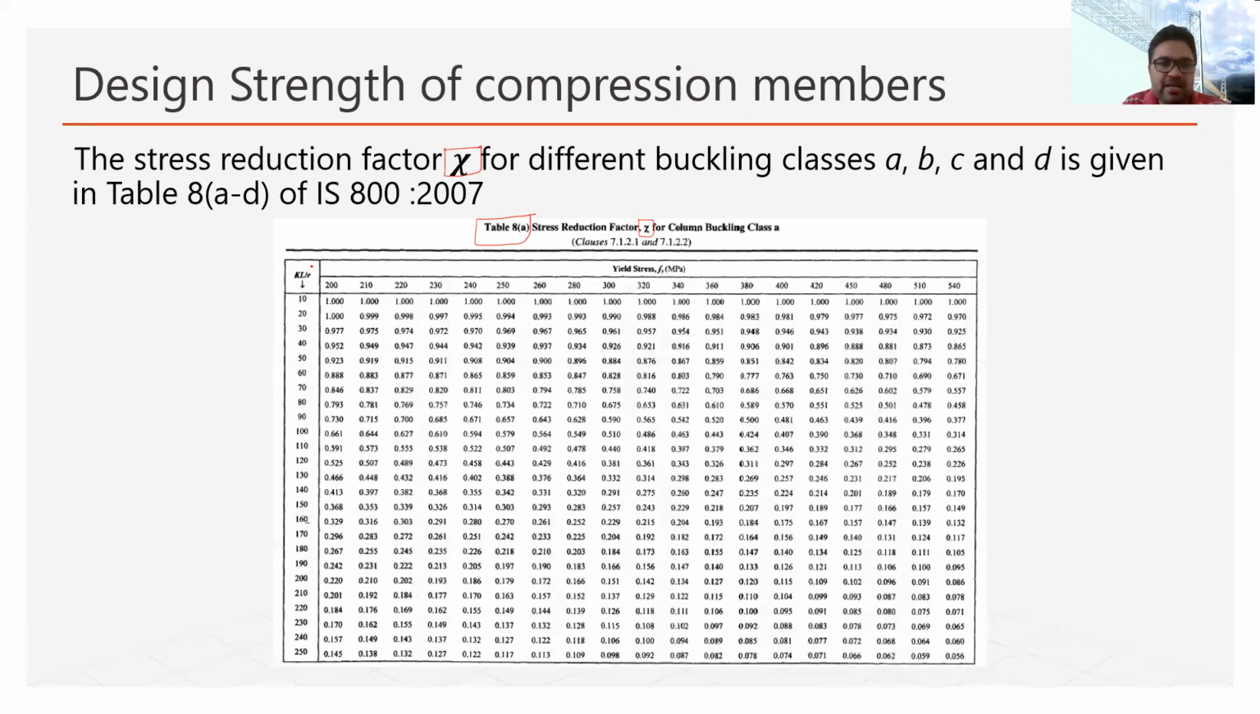This KL by R is the slenderness ratio. If we know the values of KL and R, we can find the lambda value. In the first row along the x-axis, these are the grades of the plate, and generally we use this grade. Based on the slenderness ratio, we can find the value of chi, and then using this value, we can find the value of FCD.